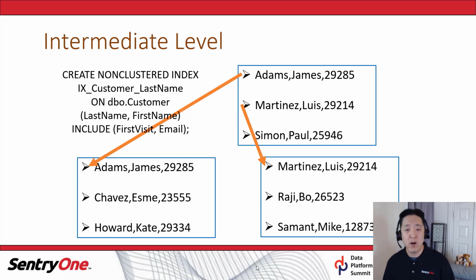So if I'm looking for someone with a last name that is between Adams and Martinez, maybe it begins with the letter D, as in Dominic, for example, I know that I need to now navigate to that first leaf level page, not to the second, because Dominic is between Adams and Martinez.